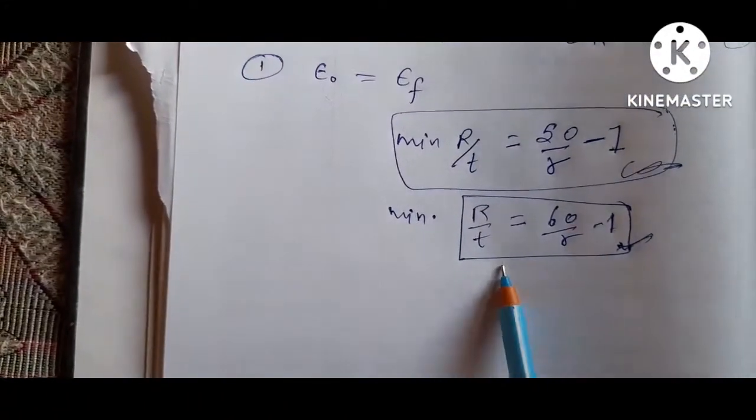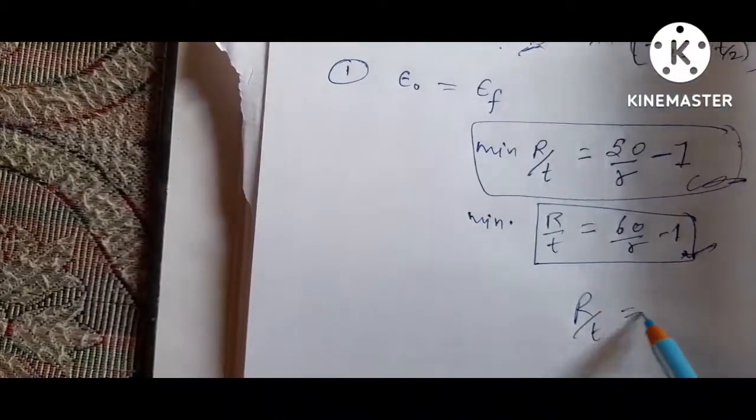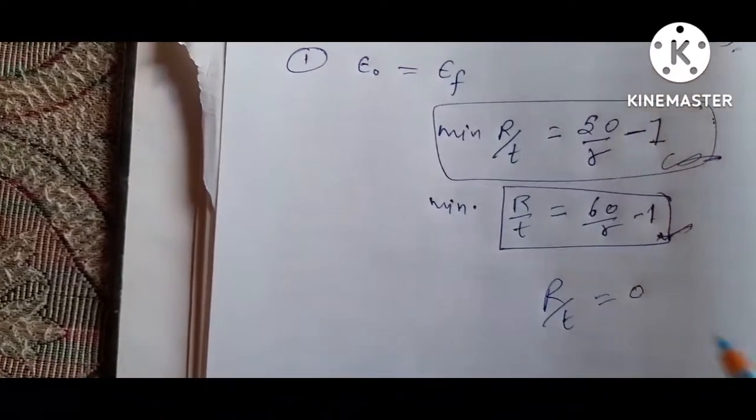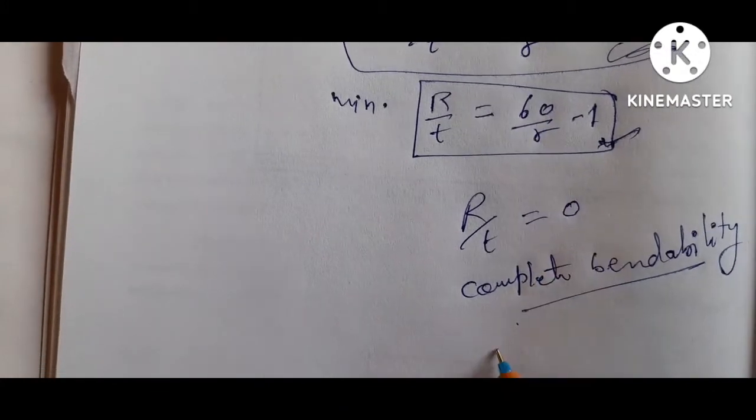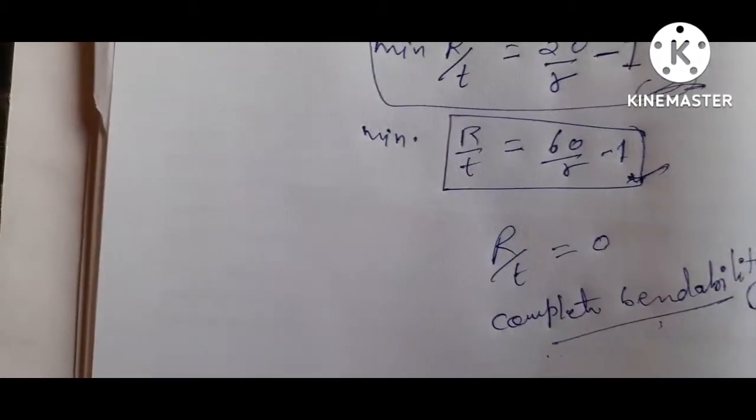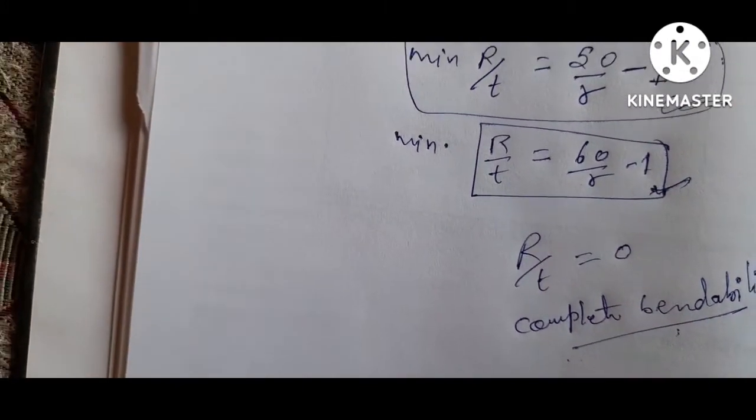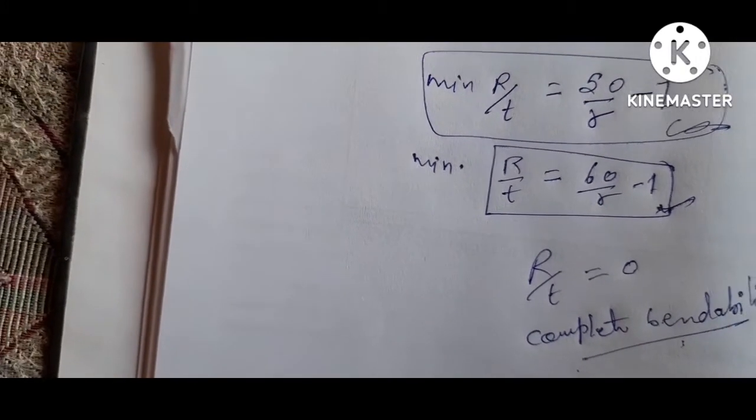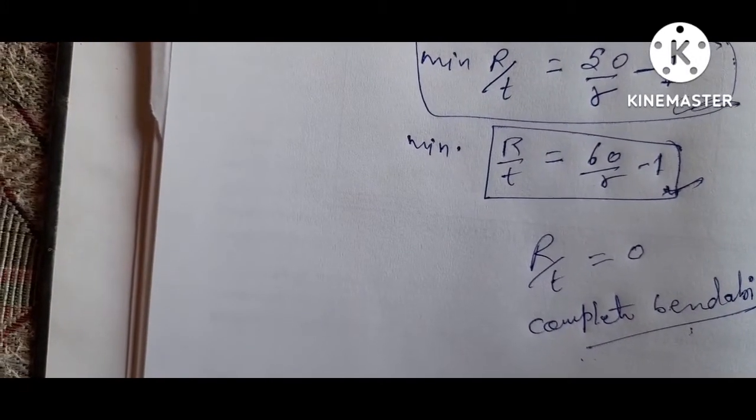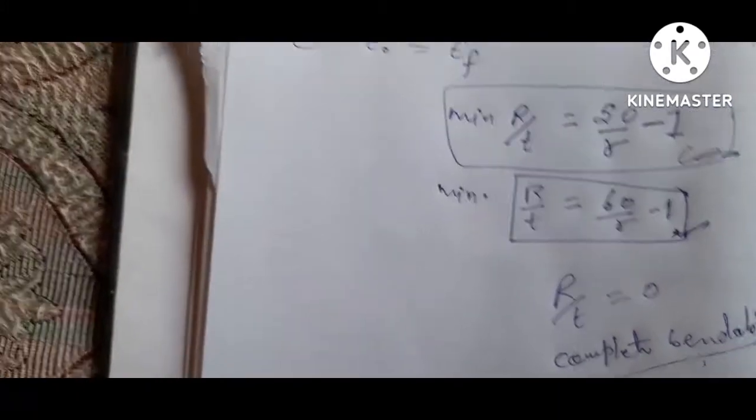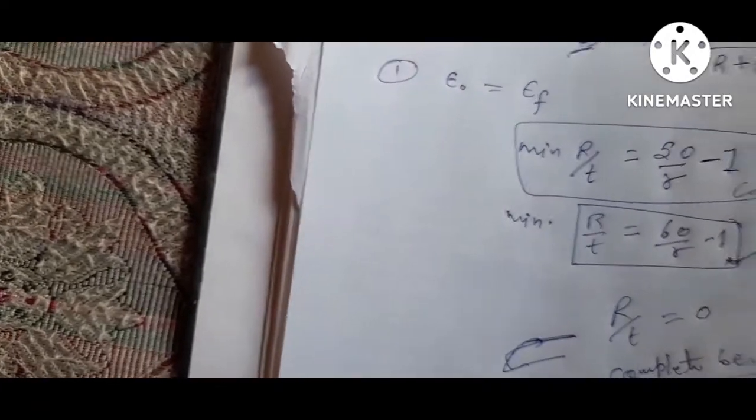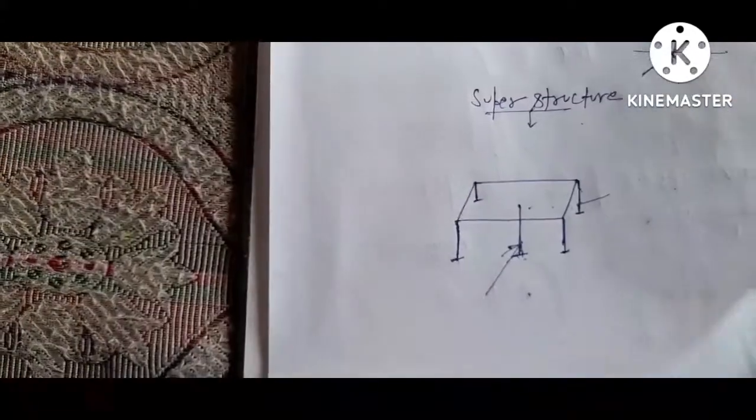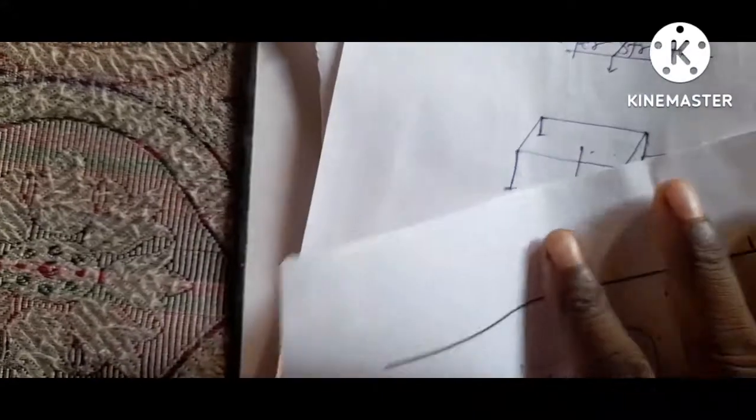Friends, if this R by T ratio approaches 0, then it is known as complete bendability. What is bendability? We will discuss it in the next video. Complete bendability means the material can be folded over itself like a page. Like this page, completely folded like this.